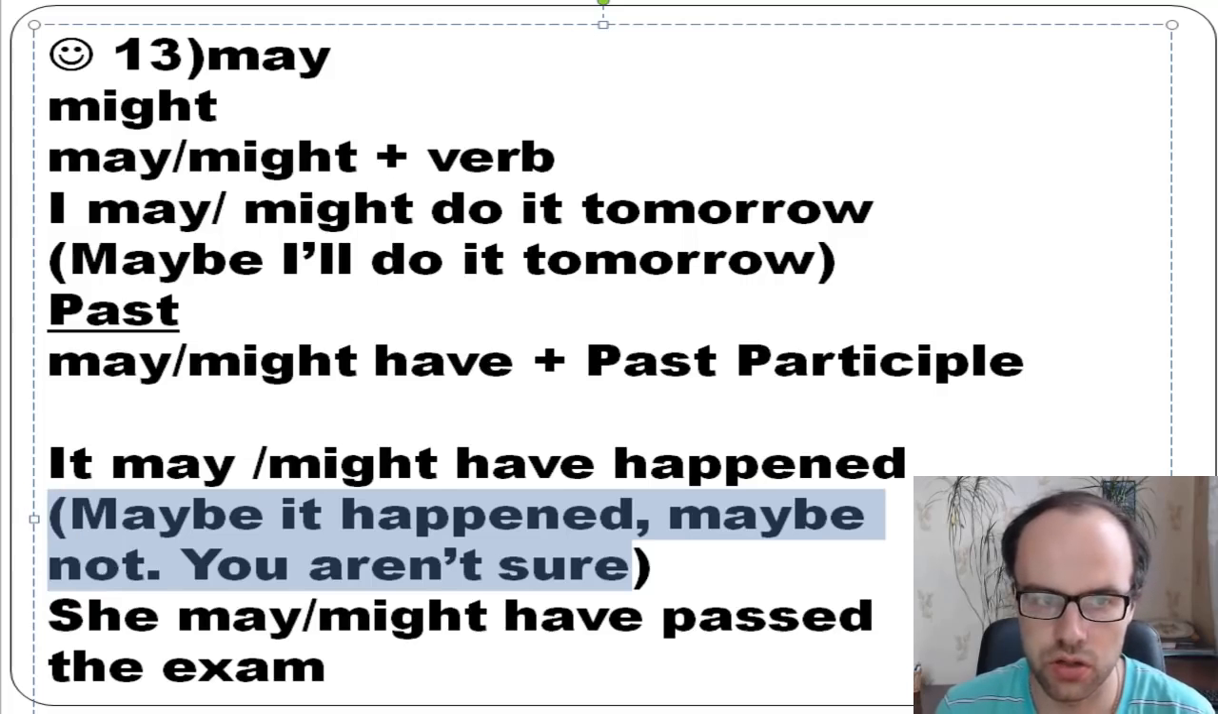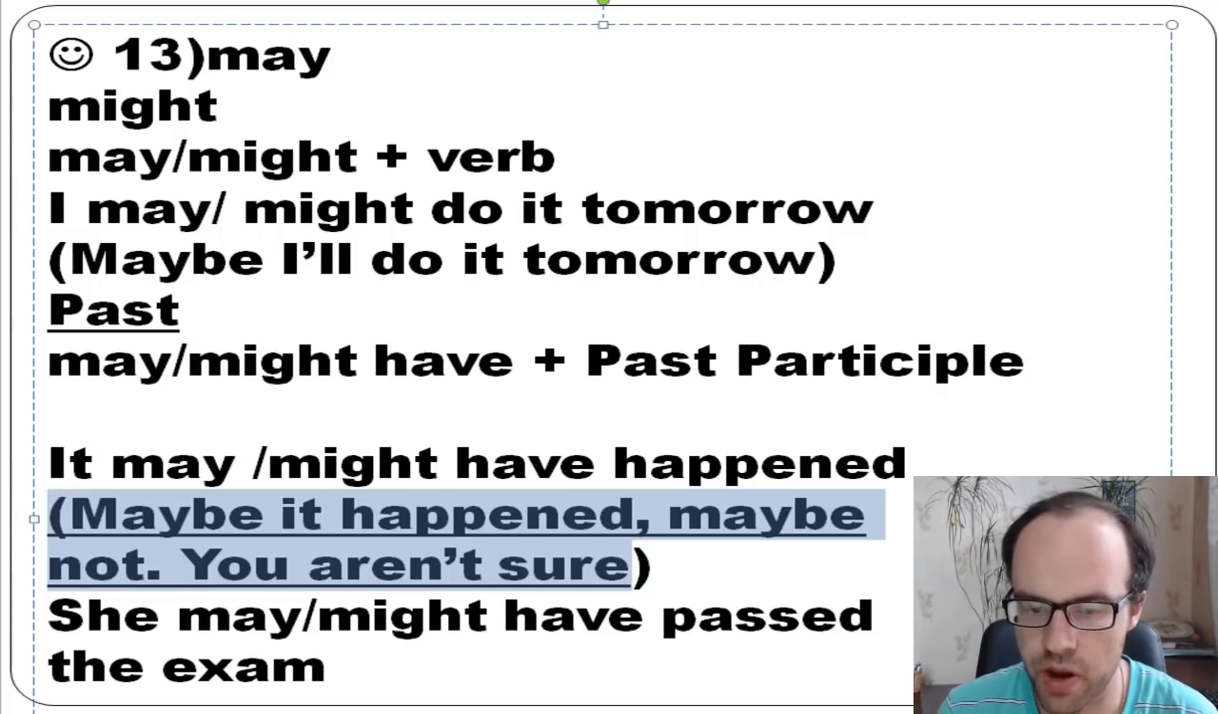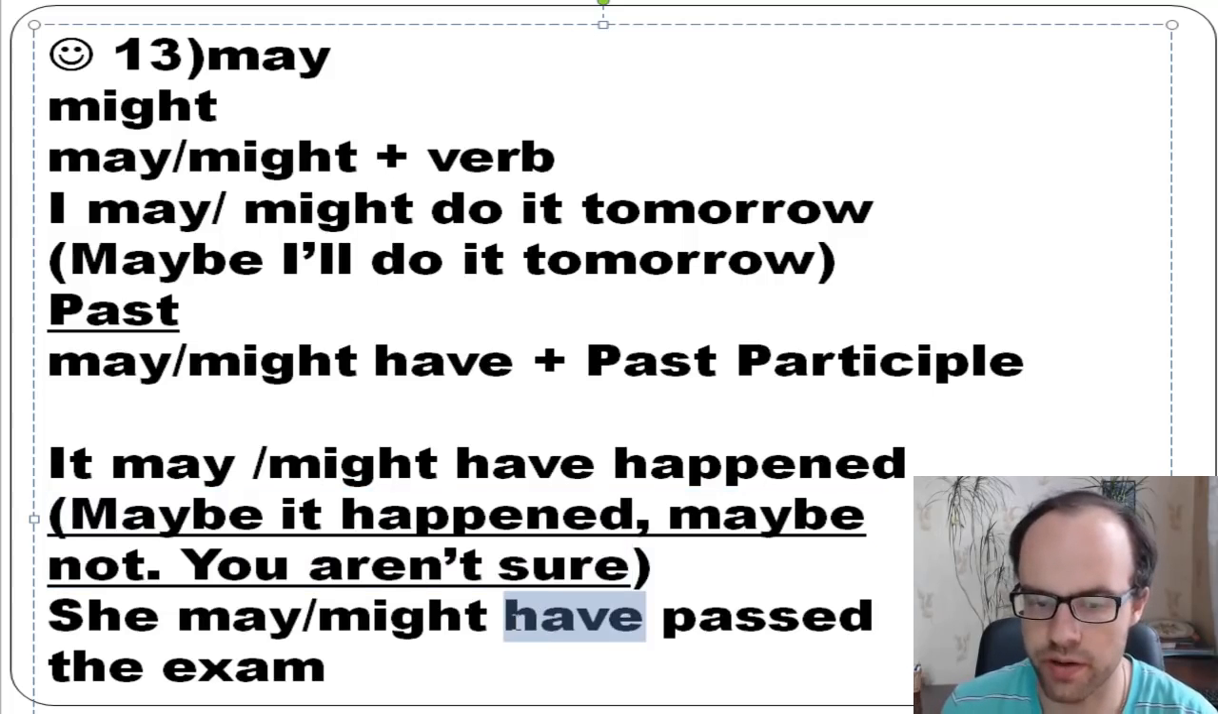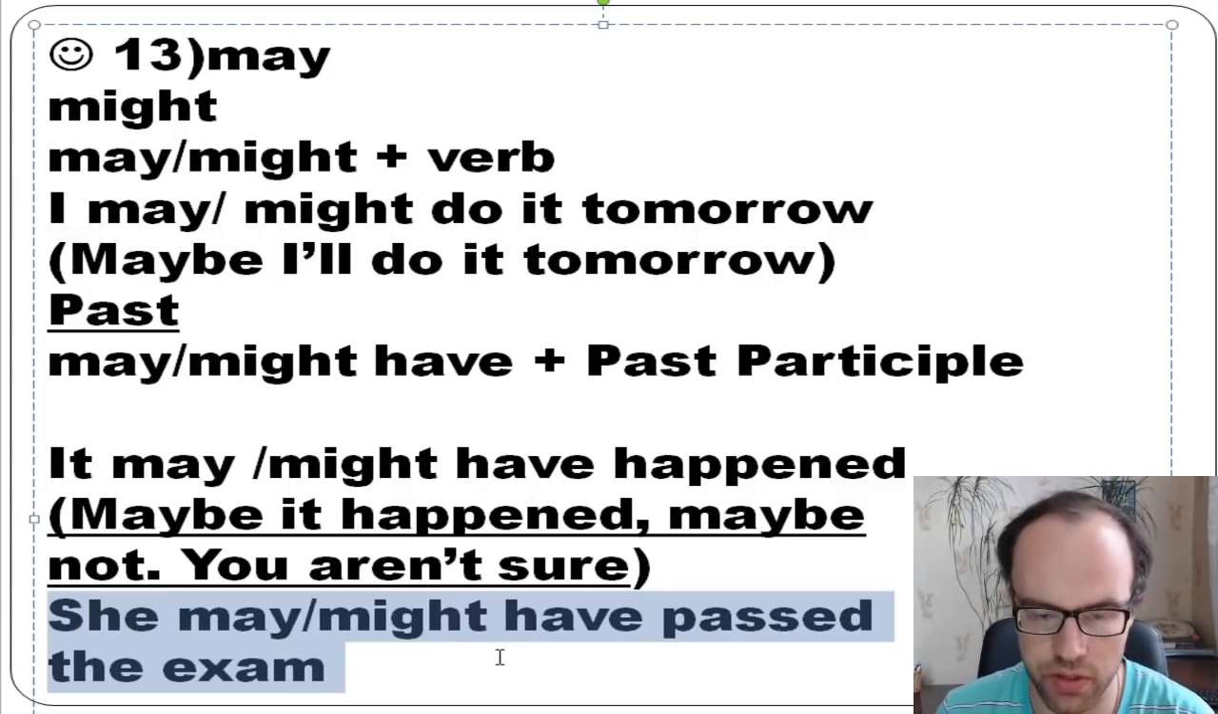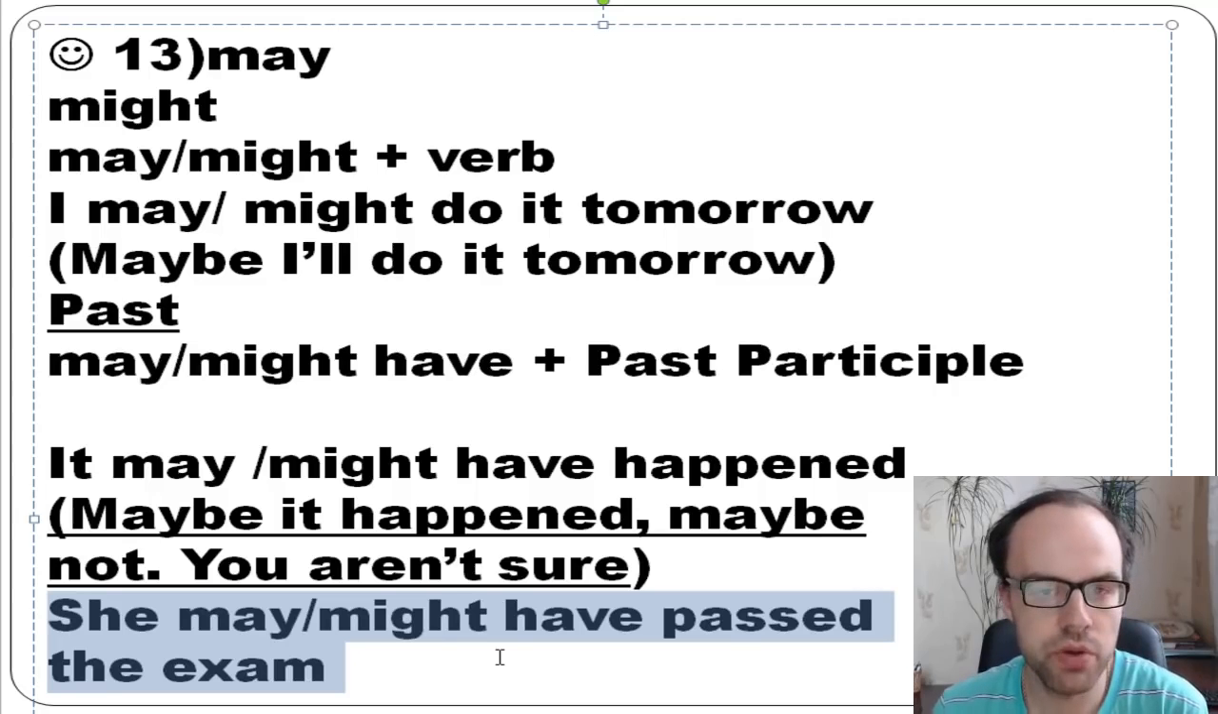Or look, she may have passed the exam or she might have passed the exam, okay? So we always use have, yeah? He may have, she may have, we may have, so please remember it. So she may have passed the exam. It means that maybe she passed the exam, maybe she didn't pass it, we don't know, yeah? She might have passed the exam, so we aren't sure.